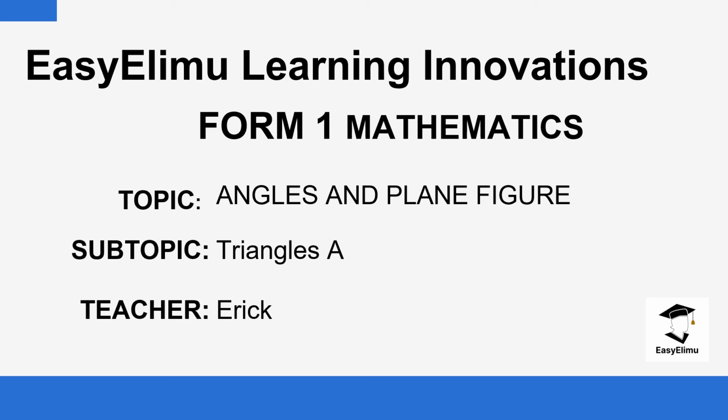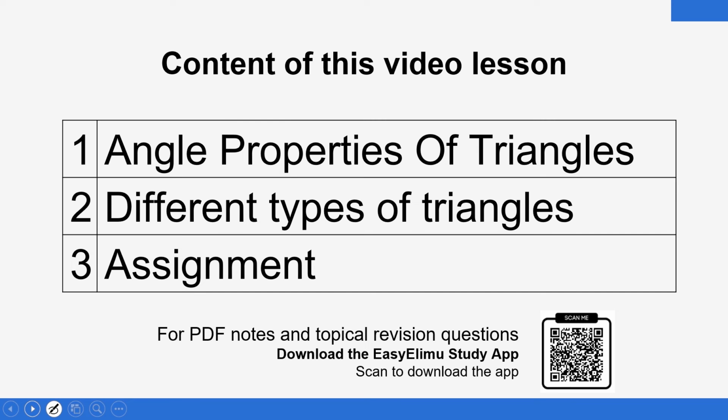For this particular lesson, we want to discuss triangles and angle properties involving triangles. Part A. We'll have part B during our next lesson, but this time we're going to cover part A of this concept. We want to see how triangles can be involved in angle properties. We want to look majorly at types of triangles and the angle properties involving these respective types of triangles. And then, at the end of the lesson, we'll give you some assignment to help you practice and gauge your understanding of the concept as we discuss it during this lesson.